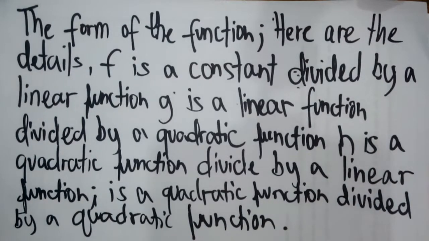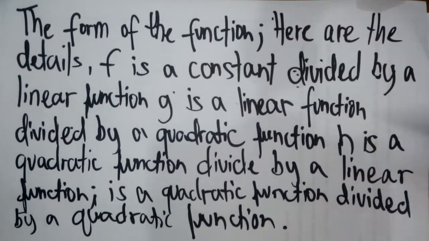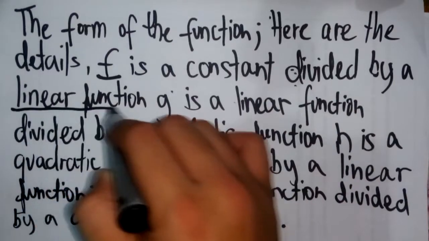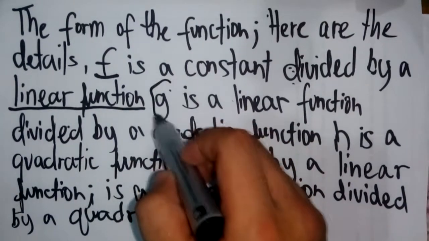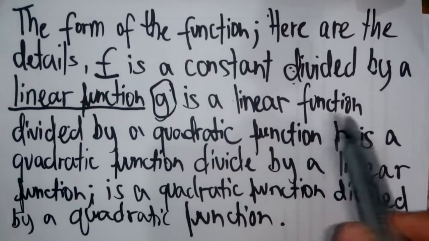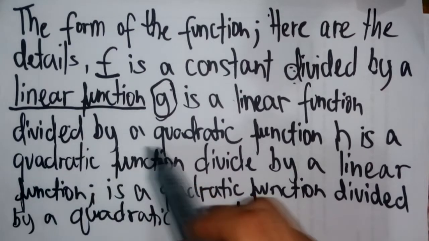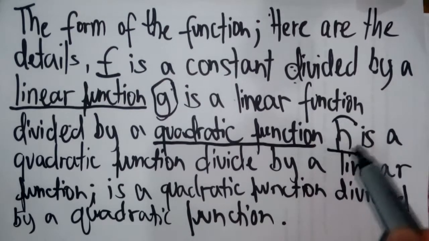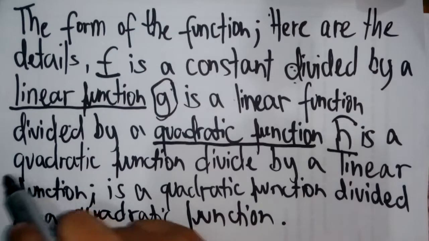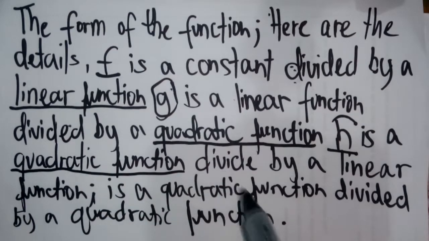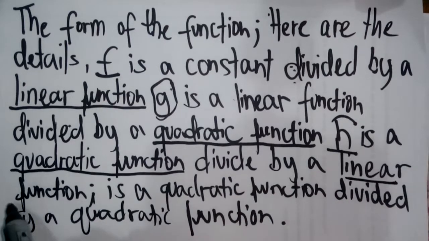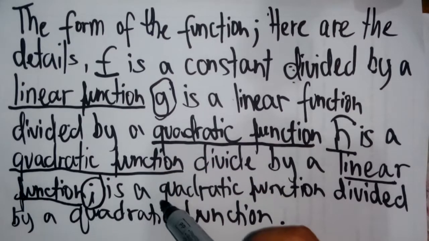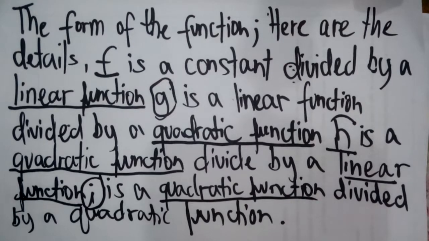The form of the functions, here are the details. f is a constant divided by a linear function. g is a linear function divided by a quadratic function. h is a quadratic function divided by a linear function. i is a quadratic function divided by a quadratic function.